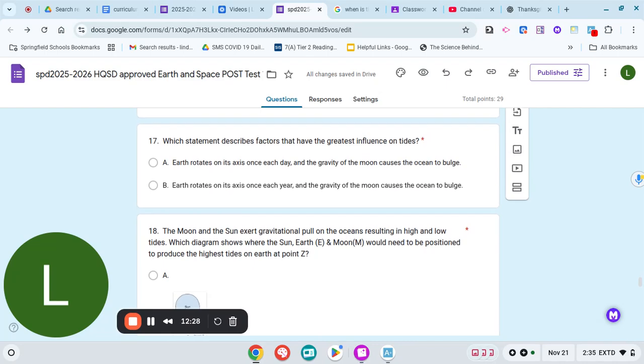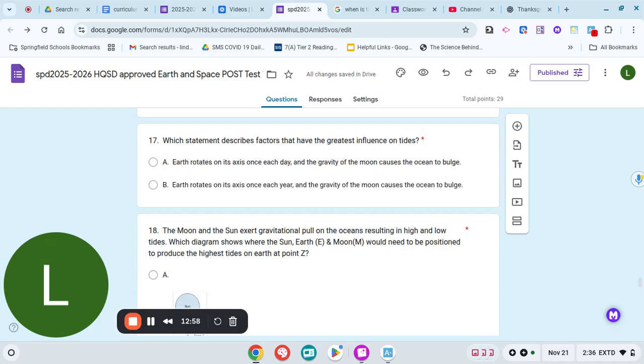Number 17. Which statement describes factors that have the greatest influence on tides? So what is the greatest influence on tides? A, Earth rotates on its axis once each day, and the gravity of the moon causes the ocean to bulge. Or B, Earth rotates on its axis once each year, and the gravity of the moon causes the ocean to bulge. The second half is the same, however, the first half is not.